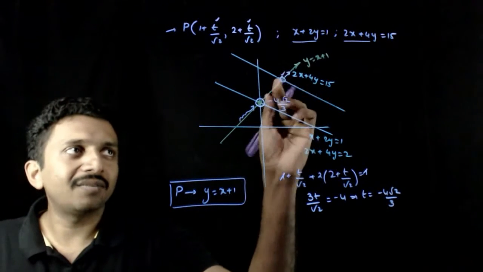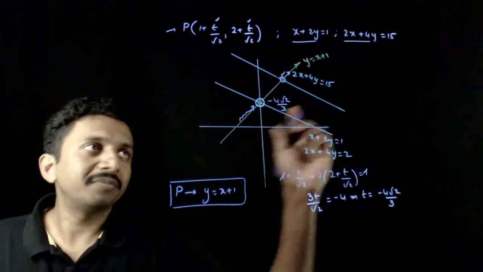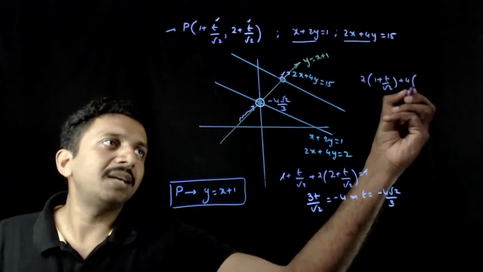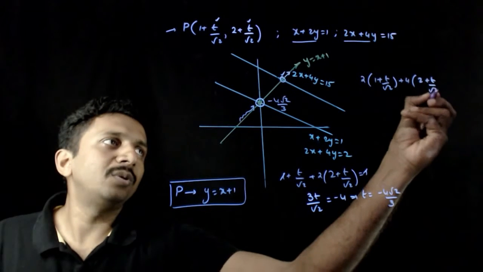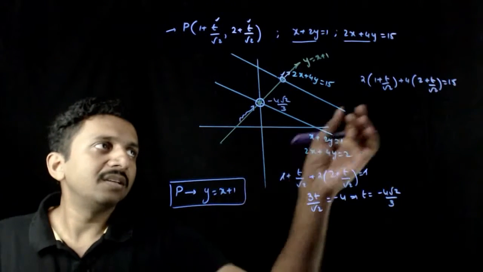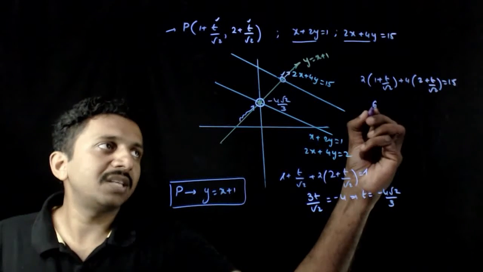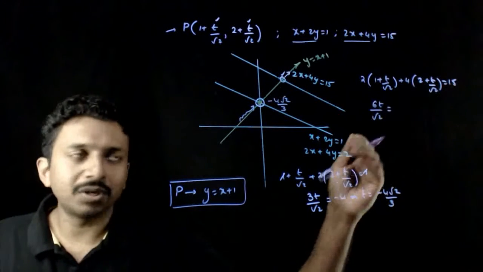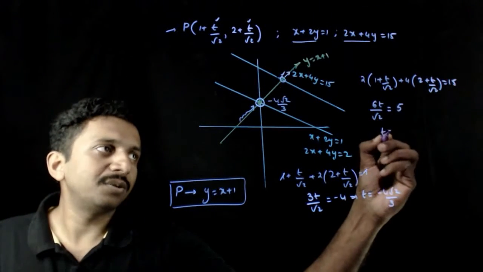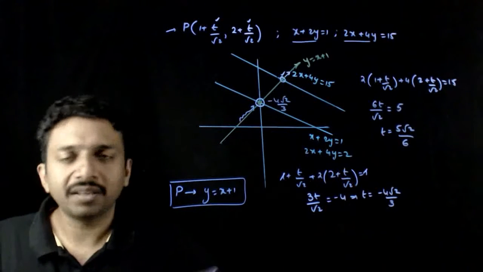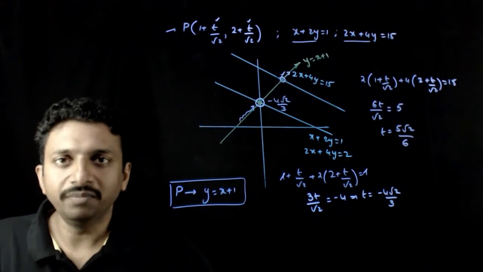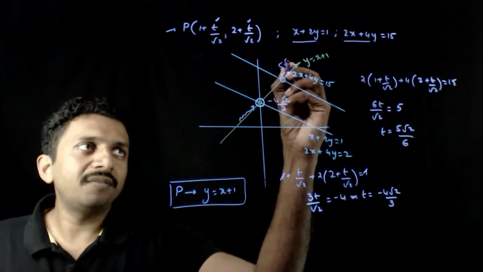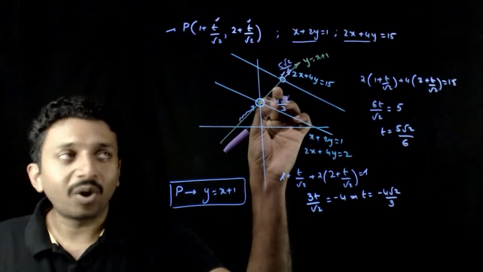Similarly, I will analyze the value of t so that the point lies on this other line. That is, 2 times (1 + t/√2) + 4 times (2 + t/√2) = 15. So 2t/√2 + 4t/√2, 6t/√2 = 15 - 10, that is, 6t/√2 = 5. So t = 5√2/6. So now when t is equal to 5√2/6, the point lies on this line.